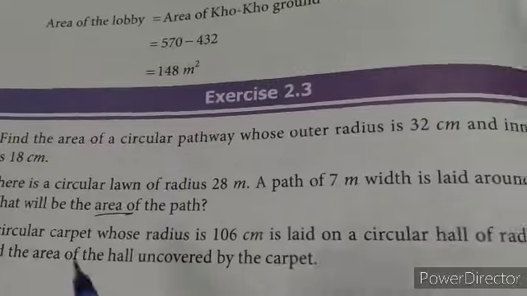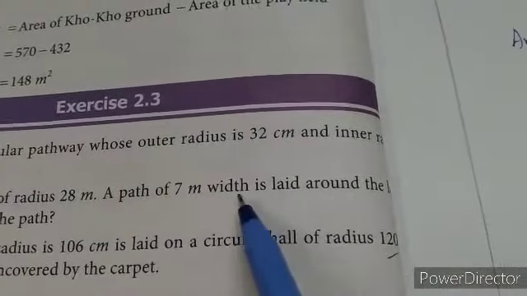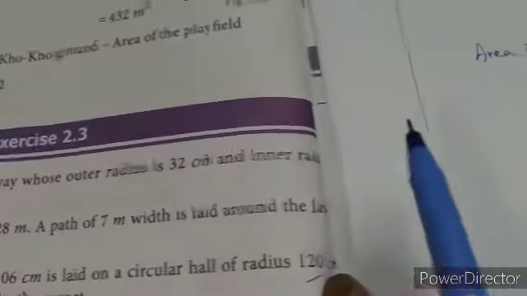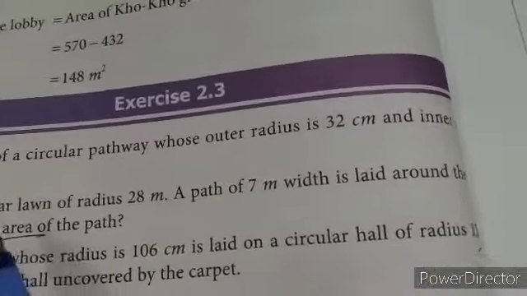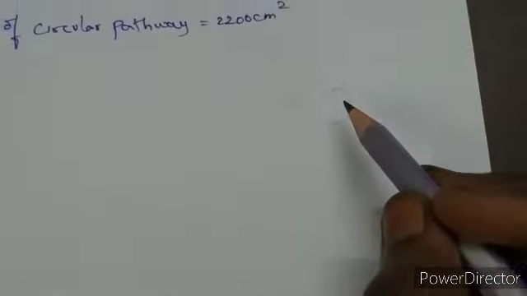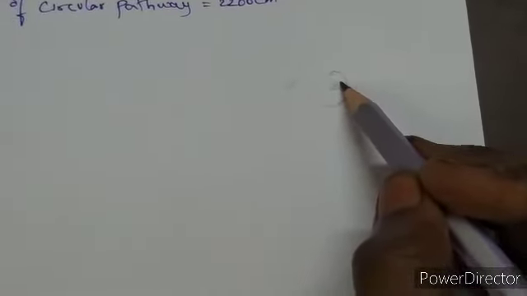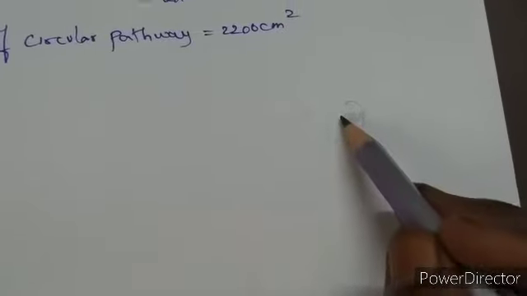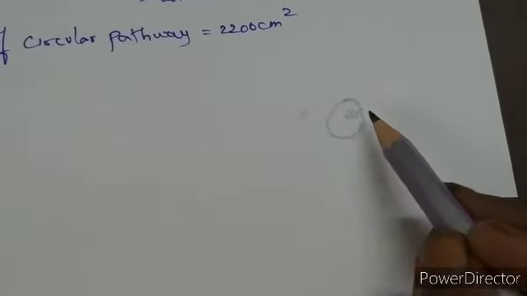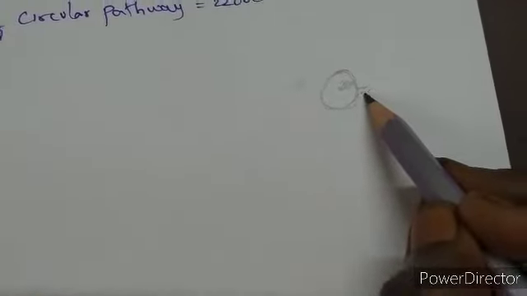Question number 2. There is a circular lawn of radius 28 meter. A path of 7 meter width is laid around the lawn. What will be the area of the pathway? So, in the circular lawn, what is given? What is the total radius of this? It is 28 meter. So the small r, that is the inner circle, is 28 meter, and the width of the pathway we are going to construct is 7 meter.